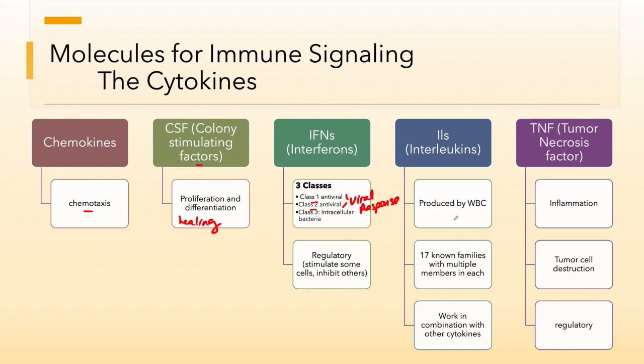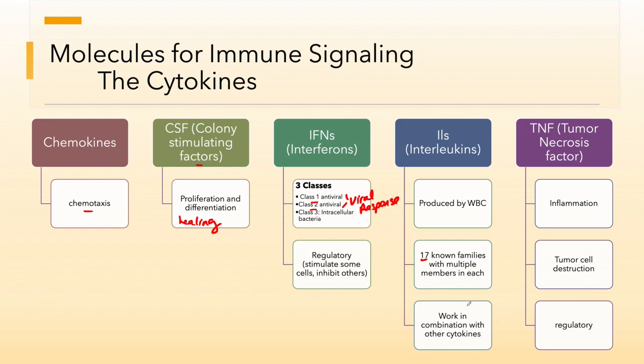Interleukins are probably one of the largest classes of cytokines in the immune system. There are 17 known families of cytokines. Just interleukin 1 has about, I believe, 7 or 8 different subclasses of interleukins, IL-1A or IL-1 alpha, IL-1 beta. So there's lots and lots, over 50 different known interleukins. Interleukins are produced by white blood cells. Again, 17 known families with multiple members within each family.